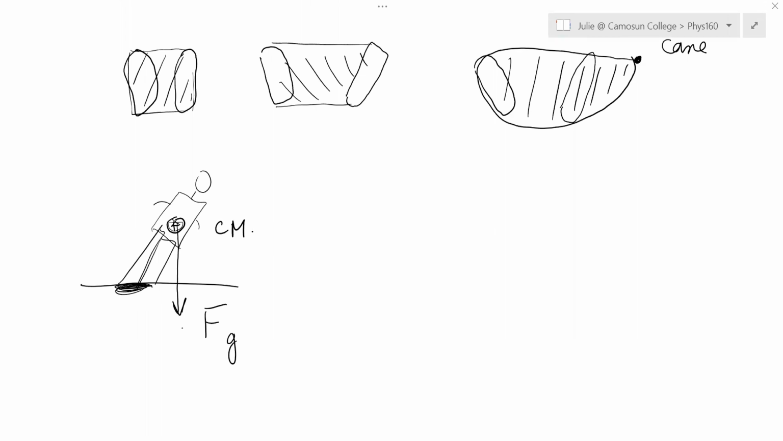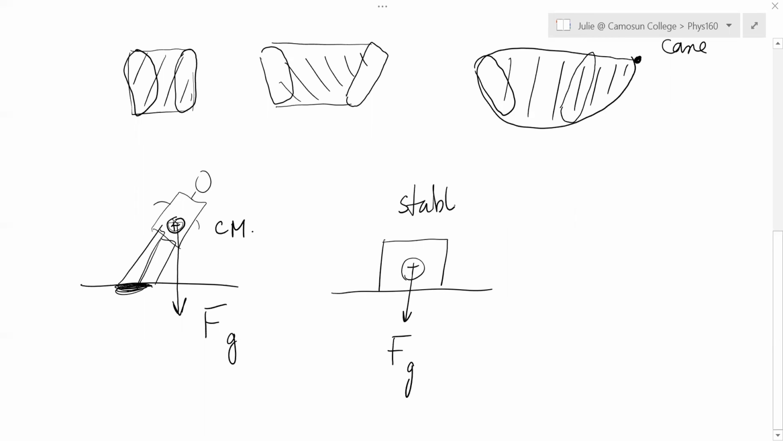Now, there are stable positions and unstable positions for objects. If you have a box, well, this is pretty stable. That's your center of mass and that's your force of gravity. This is a very stable position for the box to be in, but you can take that same box. You can have the center of mass over the base of support. Put it like that.